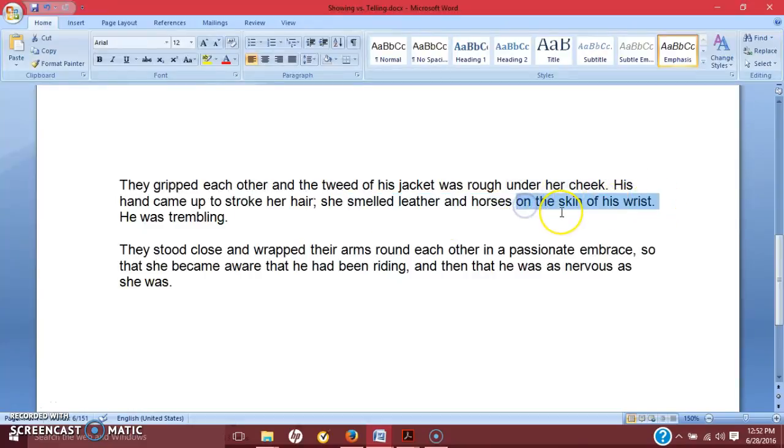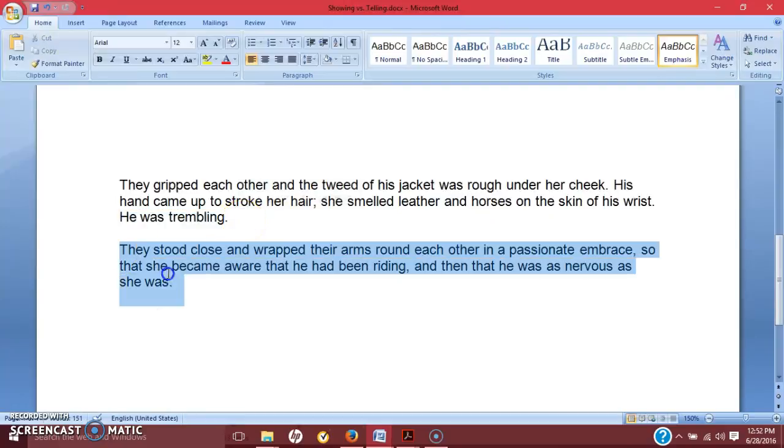On the skin of his wrist is an interesting thing because, again, it's a specific part of the body. He was trembling. This is a nice coupling. This is a telling sentence, but it's nicely coupled with all of these lengthy showing sentences. And then you have a short, to the point sentence.